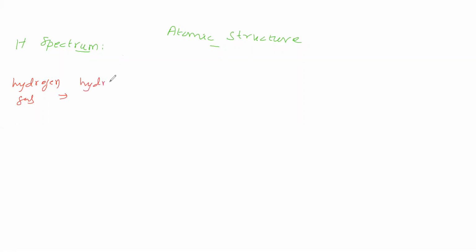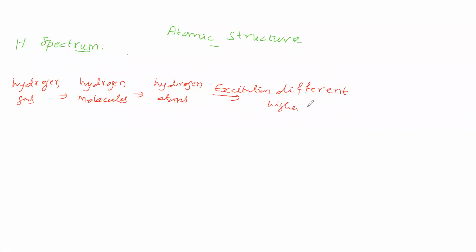Hydrogen gas contains hydrogen molecules. Hydrogen molecules are converting into hydrogen atoms. In the hydrogen atoms, electrons absorb energy and go for excitation. Now, electrons are present in different higher energy levels. Due to excitation, electrons go to different higher energy levels.